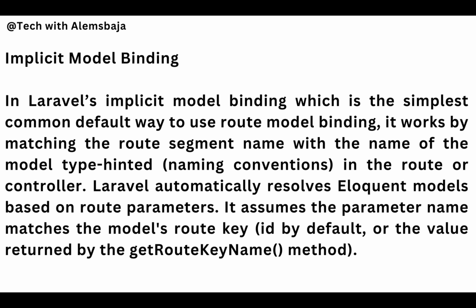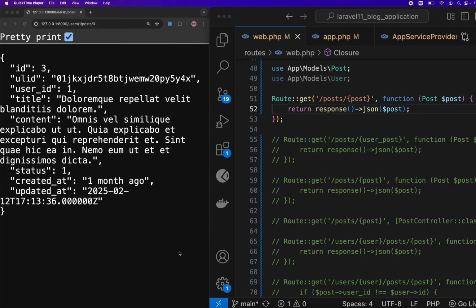Laravel automatically resolves Eloquent models based on route parameters. So what it does is assume the parameter name matches the model's route key, which is ID by default, or the value returned by the getRouteKeyName method. So I'm going to show you that.